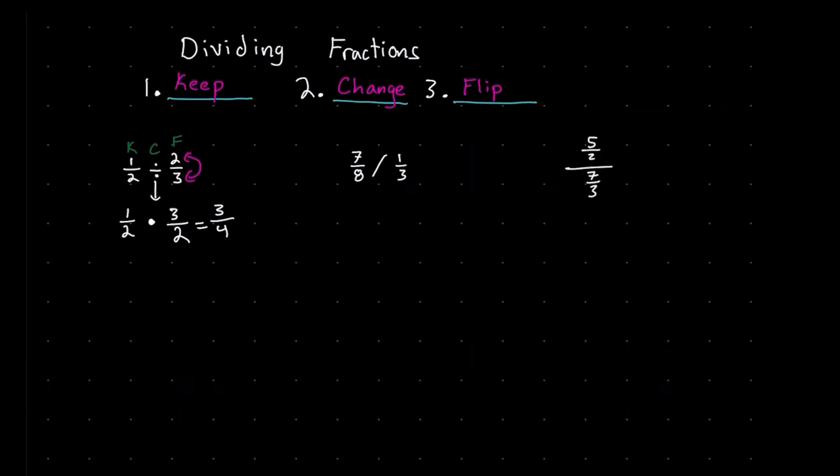Alright, here we're doing the exact same thing. This time, this is keep, change, and flip, and this is the other way you can represent the division. And so we keep 7/8. We will change that division sign to a multiplication sign, and we will flip the 1/3 to 3/1, which will give us 21. Oh, so I messed up writing that. 21/8 as our final answer.